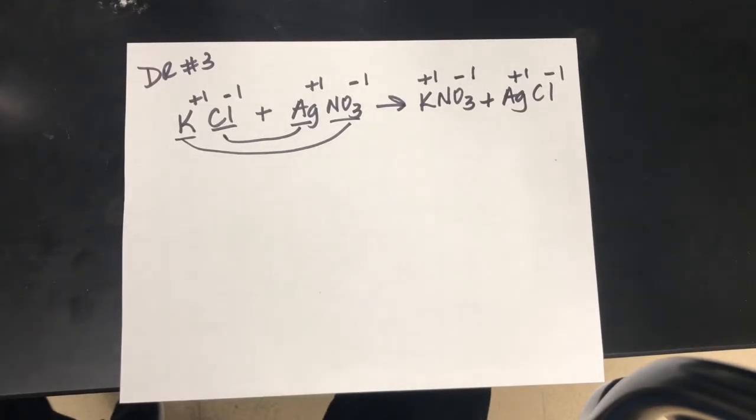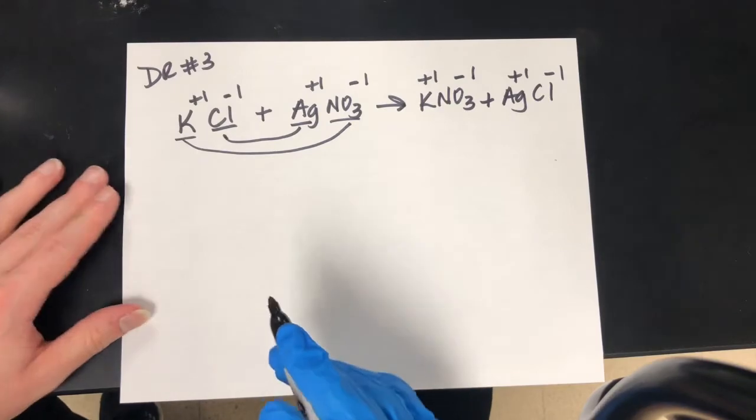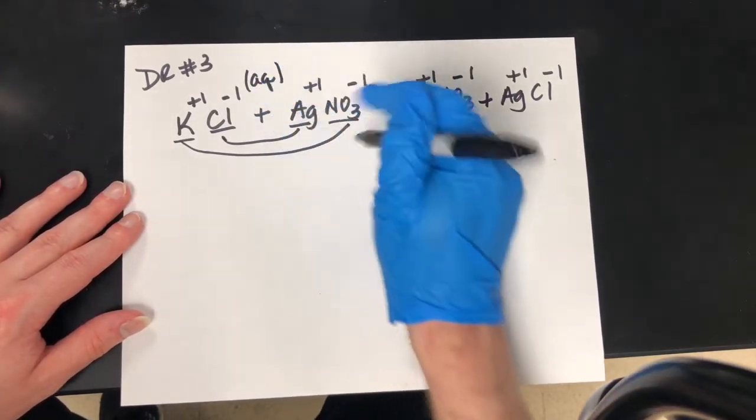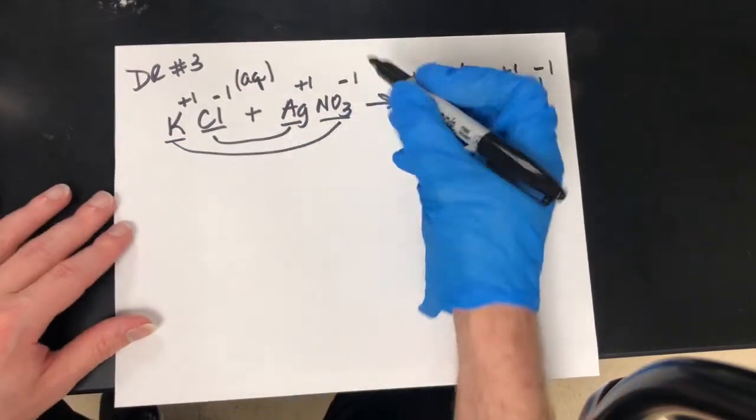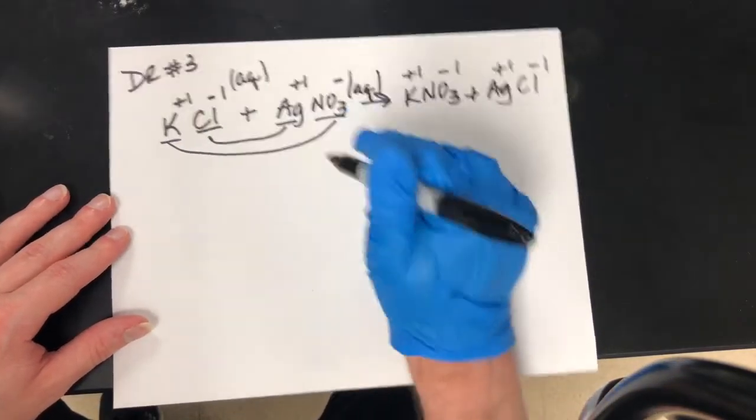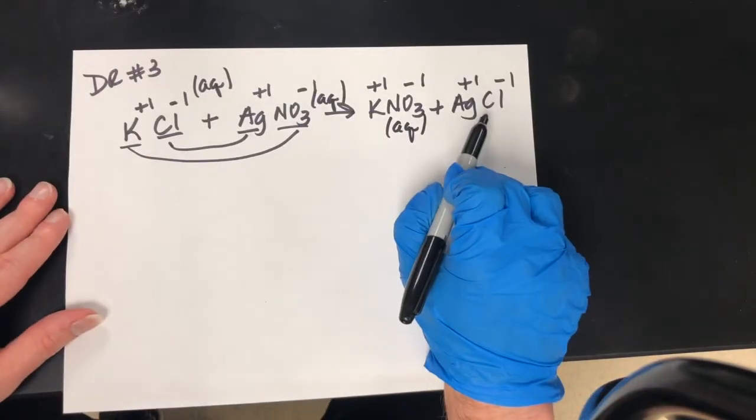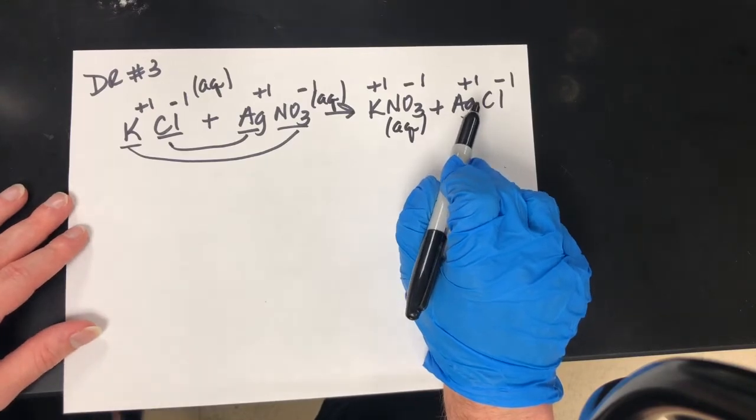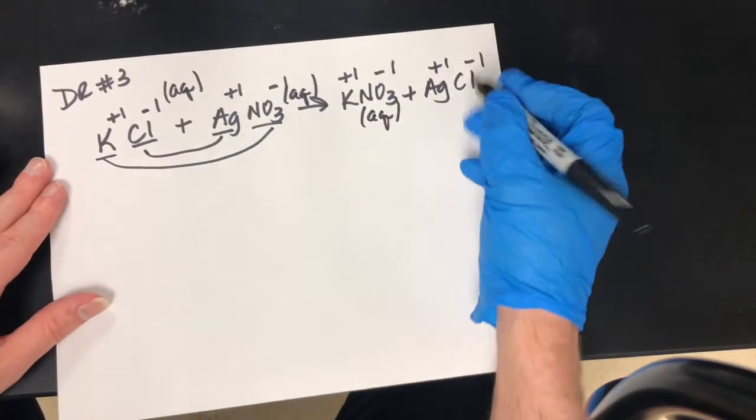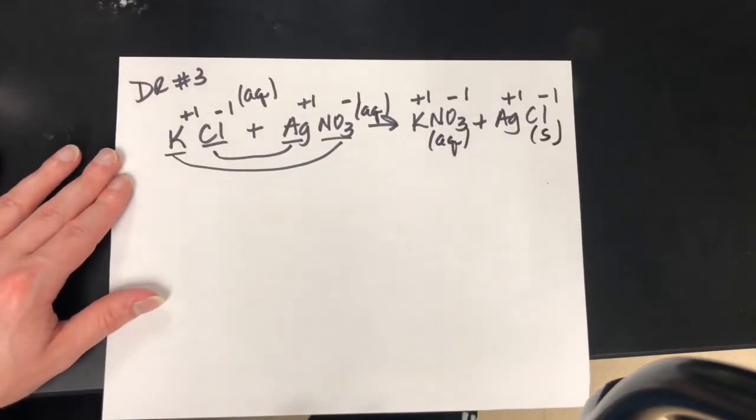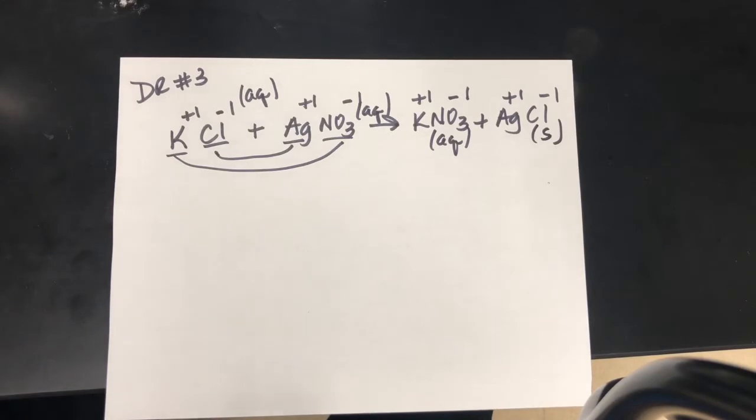So all compounds containing Cl are soluble except for silver, mercury, lead. It does not fall into an exception, so it's soluble. All compounds containing NO3 are soluble. Okay? All compounds containing Cl are soluble except for silver, mercury, and lead. So it falls into an exception, so we should get a precipitate out of this. Okay? So remember what a precipitate is: it's an insoluble solid that happens whenever you mix 2 liquids together.